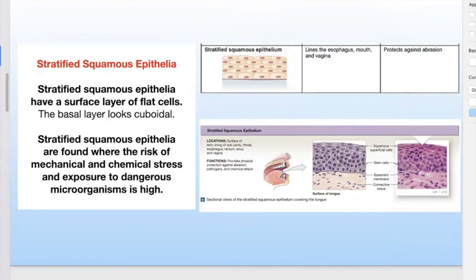Okay, now stratified squamous epithelia. Stratified squamous epithelia have a surface layer of flat cells. The basal layer looks more cuboidal. Stratified squamous epithelia are found where the risk of mechanical and chemical stress and exposure to dangerous microorganisms is high.